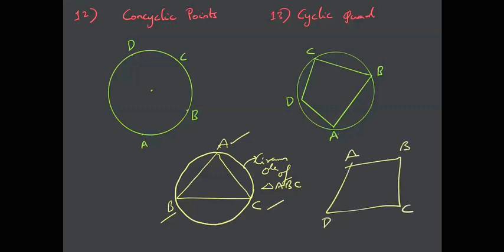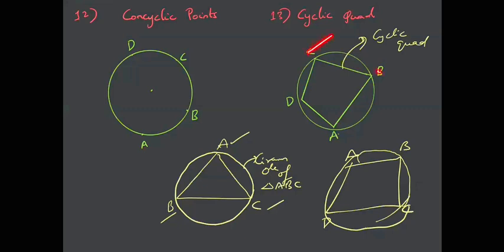this is a quadrilateral ABCD. Now we cannot always pass a circle through all the 4 points of a quadrilateral. This is not possible always. It is possible only in some cases, and when it is possible, this quadrilateral is said to be a cyclic quadrilateral. So if all the 4 vertices of a quadrilateral can be passed through the same circle, then this quadrilateral is said to be a cyclic quadrilateral.